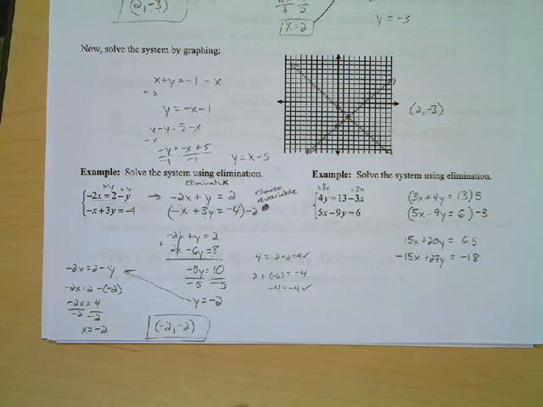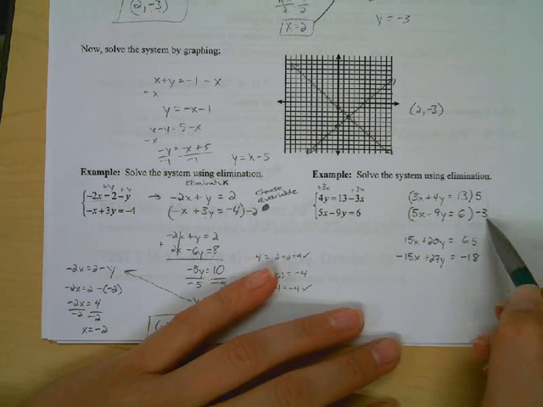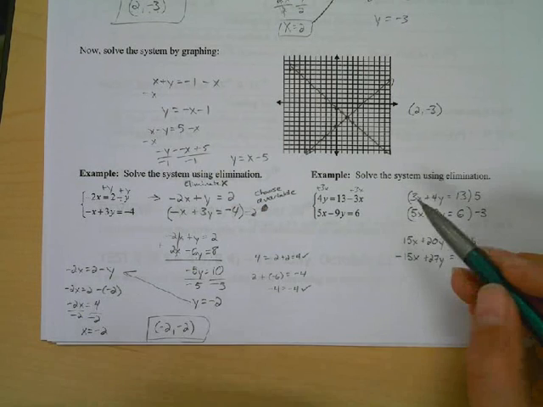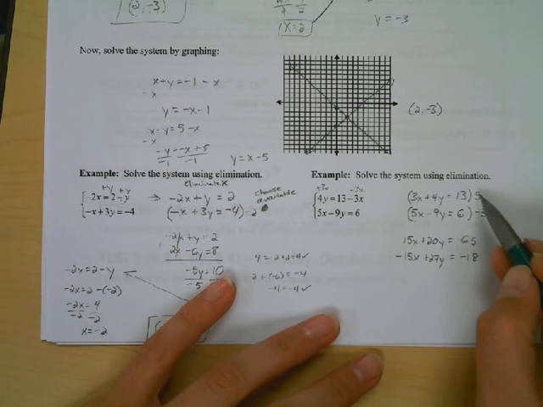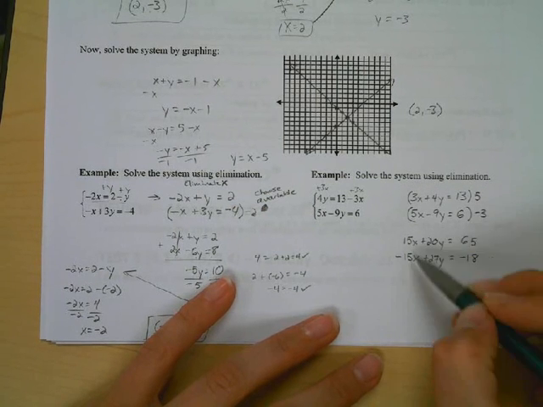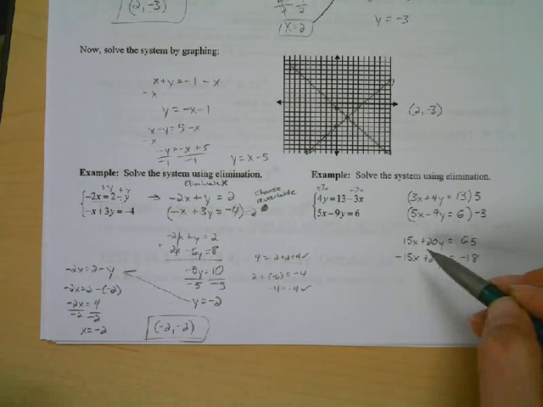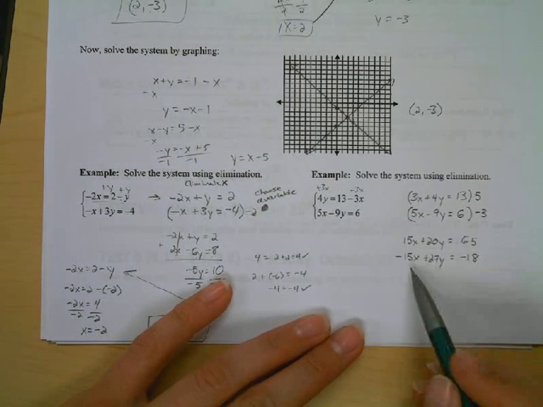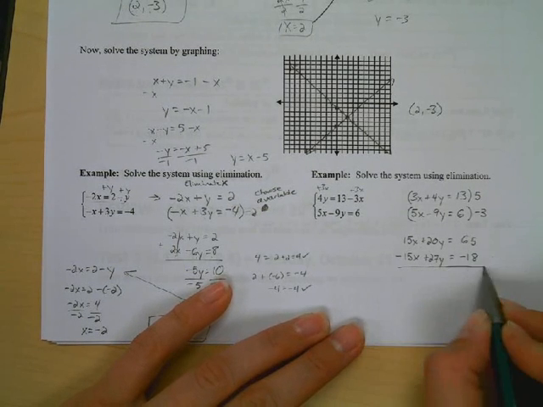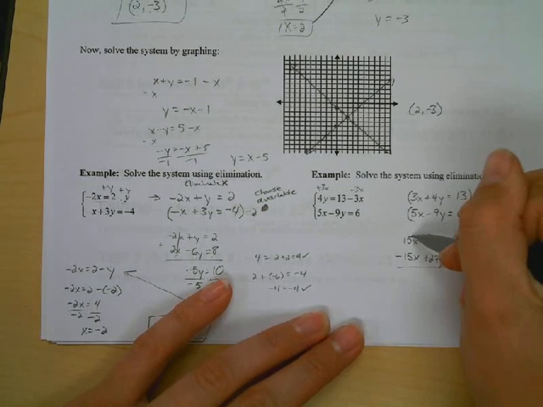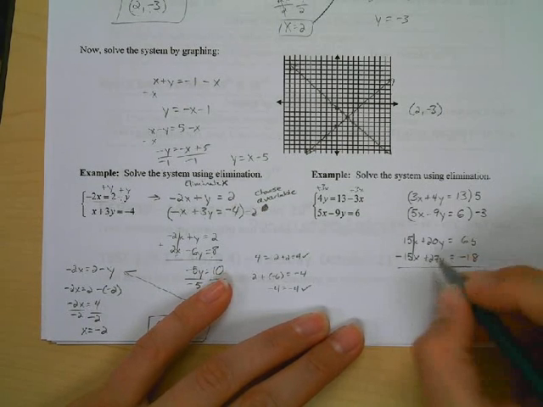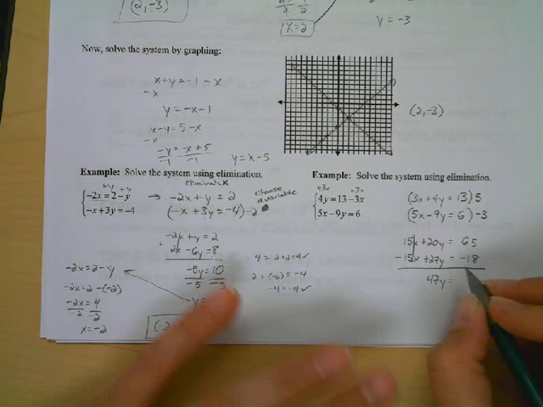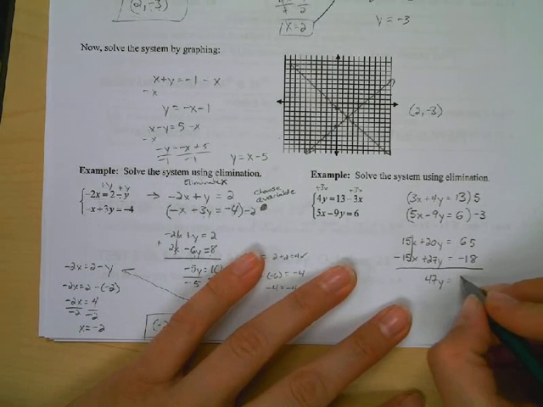Okay? So the whole purpose of choosing 5 and negative 3 is because they were essentially common factors right here. Okay, so I get a positive 15 and a negative 15. It's a lot like finding a common denominator. So positive 15, negative 15, they are opposites, so I'm ready to put my equations together. 15 minus 15 is gone. 20 plus 27 is 47y equal to 65 minus 18 is 47.